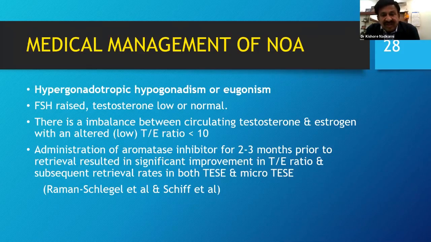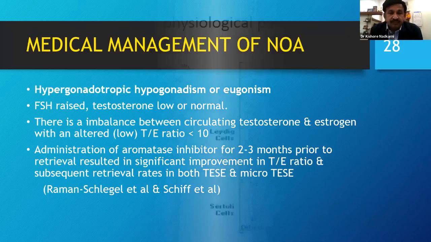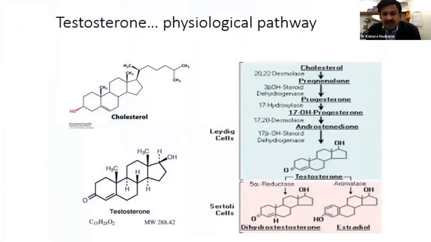For 2 to 3 months, Adova or letrozole. These are the two preferred aromatase inhibitors. I usually give Adova and sometimes letrozole. As you know, the cholesterol pathway: pregnenolone, progesterone, 17-hydroxyprogesterone, androstenedione, and then testosterone. And then, as you know, it is divided into free testosterone and testosterone bound to albumin and globulin, and much of it gets converted to DHT by the enzyme 5-alpha reductase, and the other testosterone goes into the aromatase pathway to get converted to estradiol.